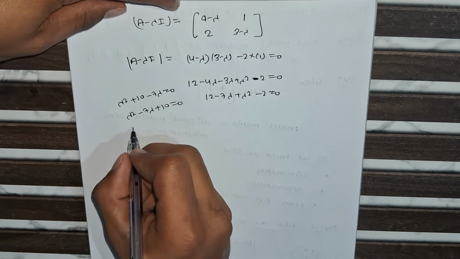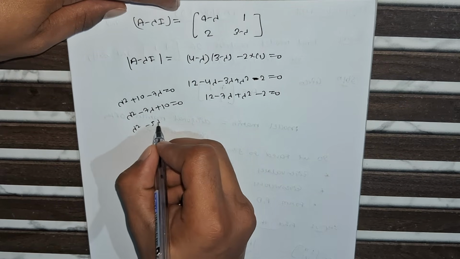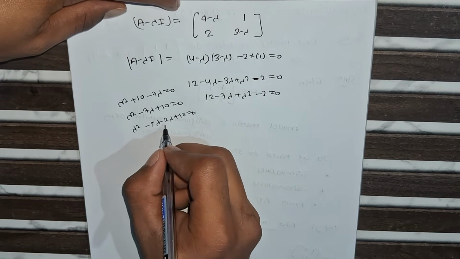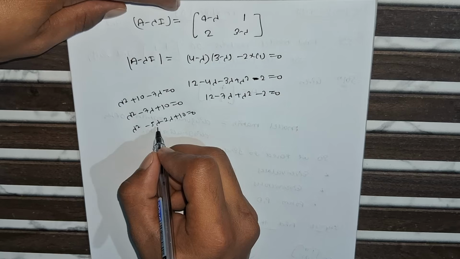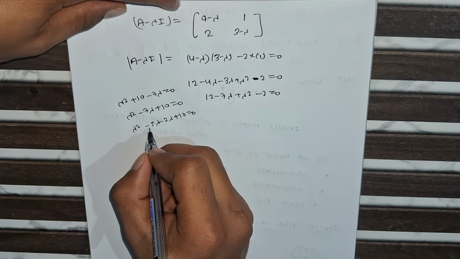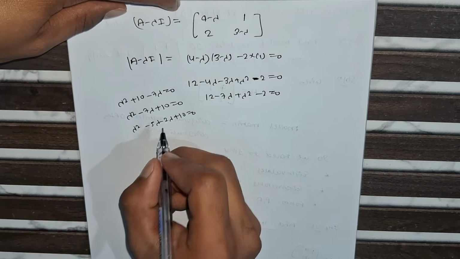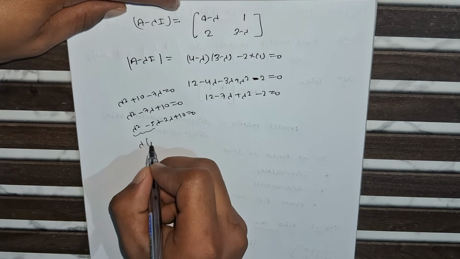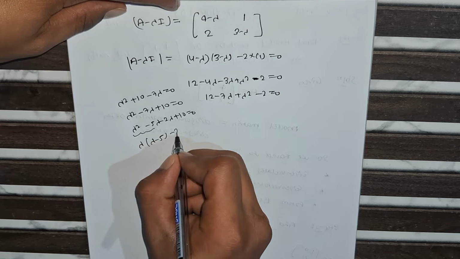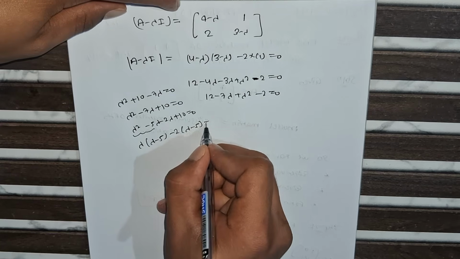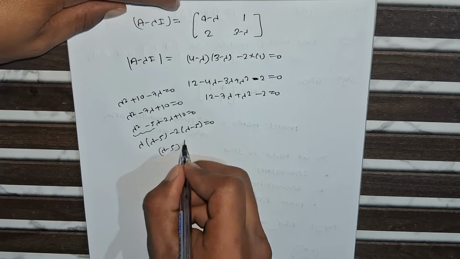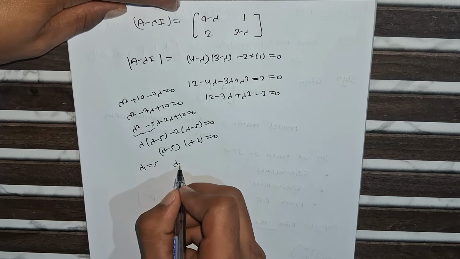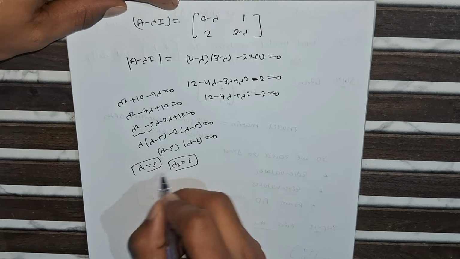So let's solve this equation. This is lambda square minus 5 lambda minus 2 lambda plus 10 equals 0. When you multiply, minus 5 times minus 2 is 10, that's why 10 is there. So I am splitting minus 7 lambda into minus 5 lambda and minus 2 lambda. Now can I take lambda common? So lambda minus 5 and minus 2 common, lambda minus 5 equals 0. So lambda minus 5 and lambda minus 2 equal to 0. So our lambda 1 equals 5 and lambda 2 equals 2. So these are our eigenvalues.